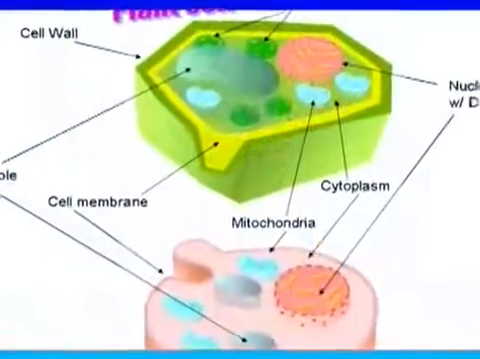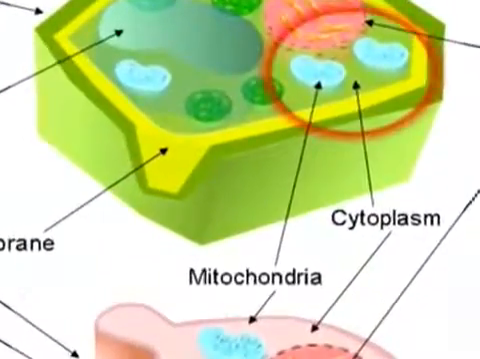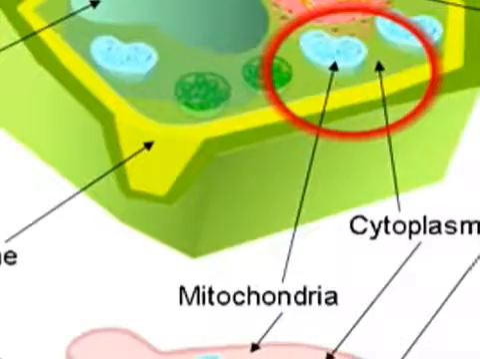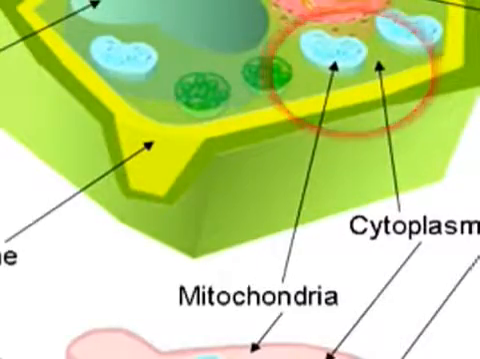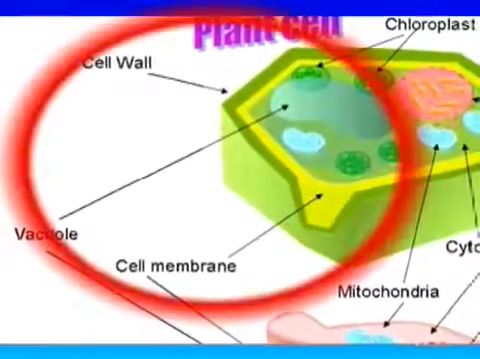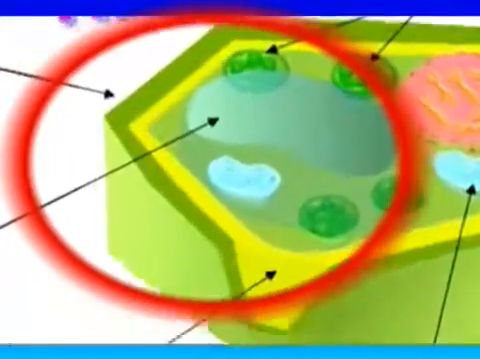Next is the mitochondria. This makes the energy for the cell. It is also known as the powerhouse of the cell. The vacuole stores all the food, water, and waste, kind of like in your kitchen at home.